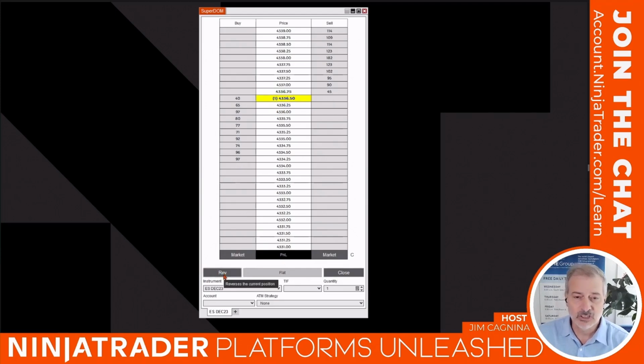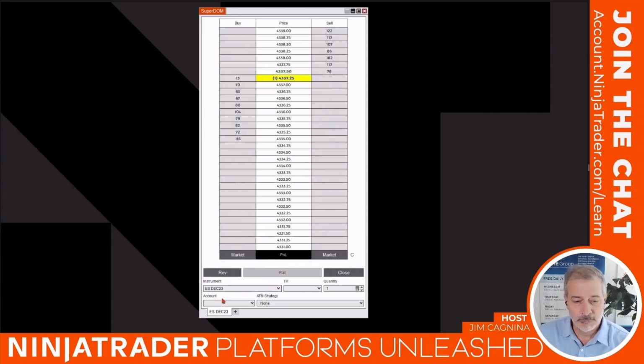On the other side is a reverse button. Let's say we're long one contract of E-mini S&P and we'd like to go short. Then it would reverse your position. In other words, it would sell two at the market: one to offset your long position if you had a one lot long position, and the second one to establish a short position.